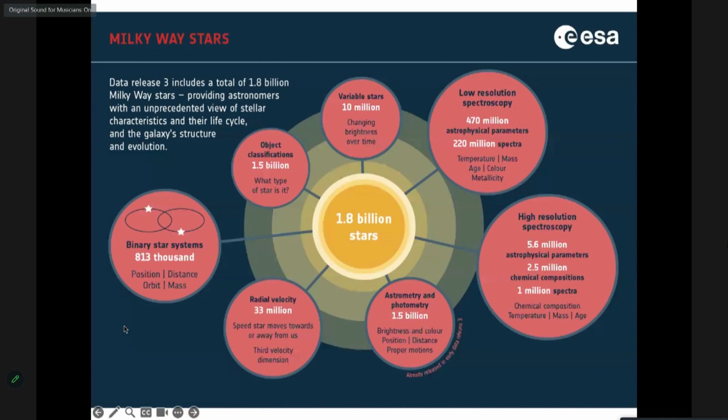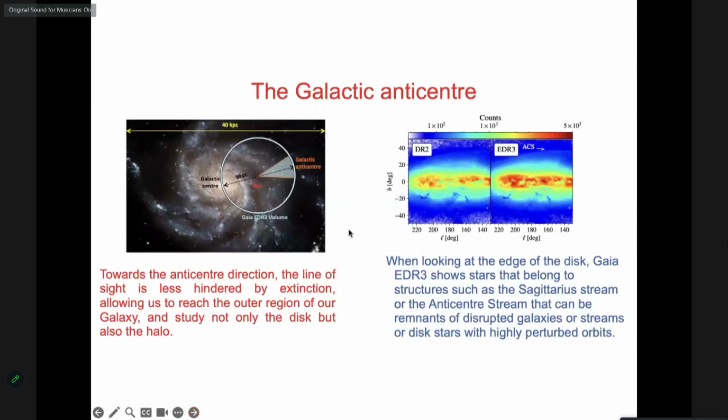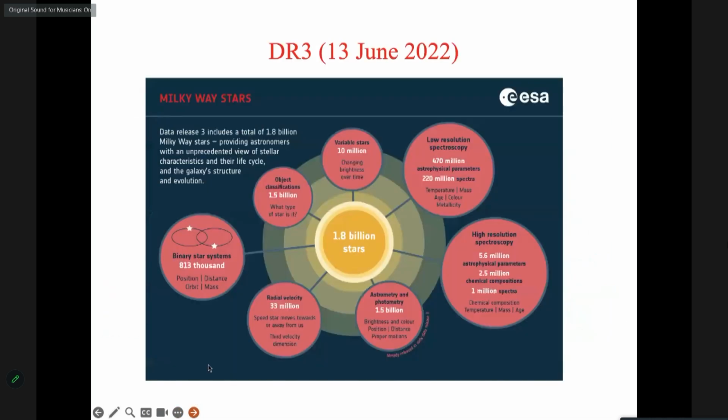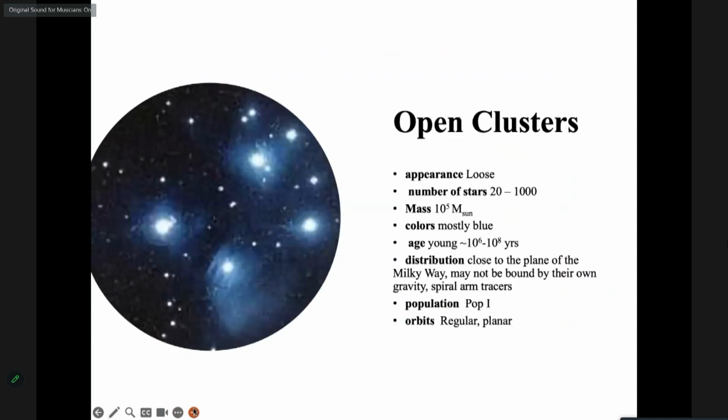aspects like that. This is data release 3, the most recent data release, which came out last year, in June. Studies even of the galactic anti-center, which were earlier not very well possible, are now possible with Gaia data. And that's data release 3.